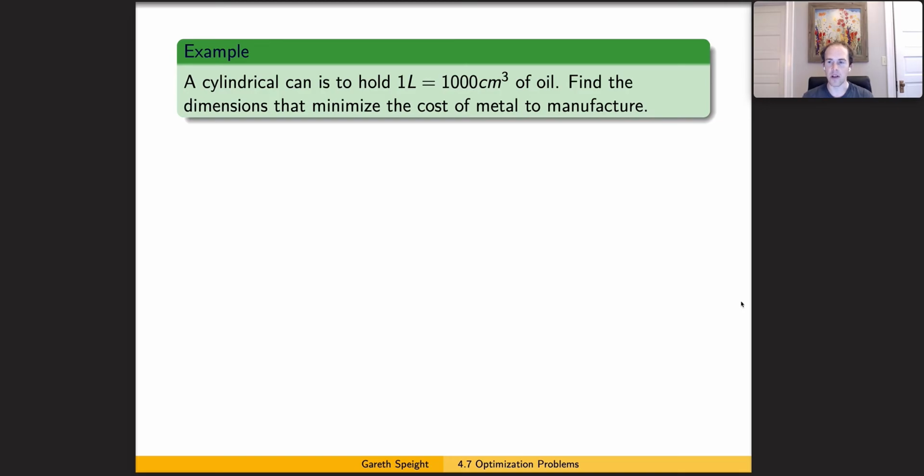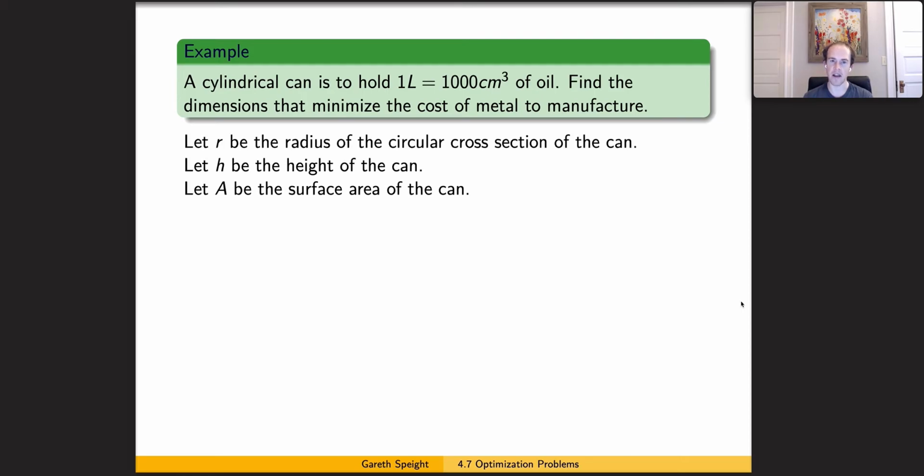Okay, so here's one last example. The steps are more or less the same, just maybe a little more complicated. So a cylindrical can is supposed to hold 1 liter, which is supposed to be 1,000 centimeters cubed of oil. Find the dimensions that minimize the cost of metal to manufacture the can. So what are the interesting quantities here? It's a cylindrical can, so we can specify exactly a cylindrical can using the radius of the circular cross-section and the height of the can. So we're going to be interested in r is the radius, h is the height, and then we're trying to minimize the cost of metal, which is going to be proportional to the surface area. So we're going to want to minimize the surface area of the can. So these are our different symbols.